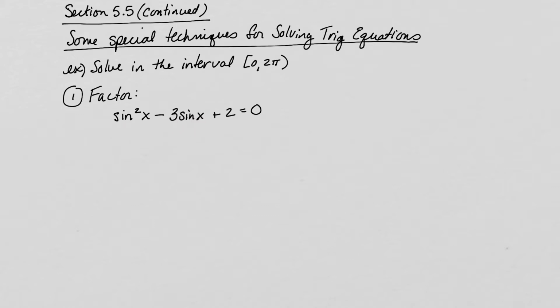Instead, what we want to do is, it kind of looks like a quadratic equation, except it's not x's or y's or z's, it's sines. So you can think of this as kind of like the equation z squared minus 3z plus 2 equals 0, right? Where basically all I'm saying is let z be equal to sine x. So now it looks like a quadratic equation. So how could I factor that equation?